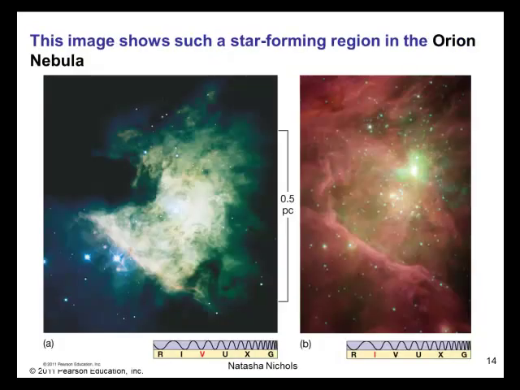This image shows such a star-forming region in the Orion Nebula. In frame A, we see a short exposure visible light image that shows the nebula itself and 4 bright O-type stars known as a trapezium. In frame B, a Spitzer Space Telescope view of the same part of the nebula shows more clearly the irregular gas and dust amidst many young stars still embedded in that dust.